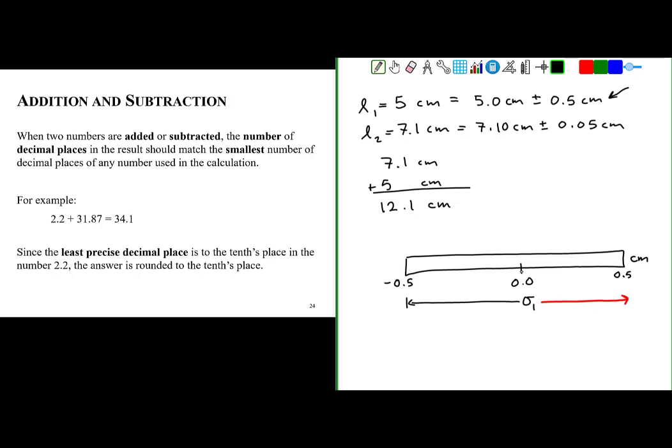Well, let's look at our second uncertainty on this same measuring device. So I'm going to add some tick marks.